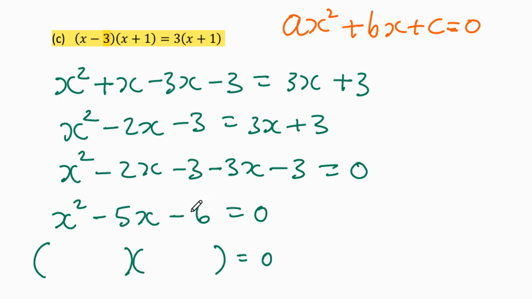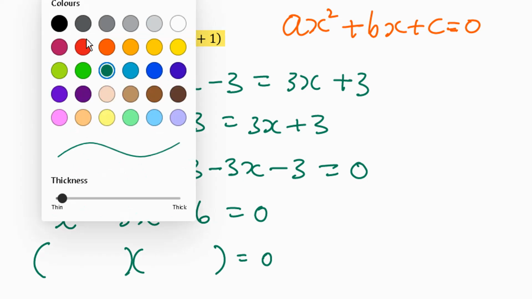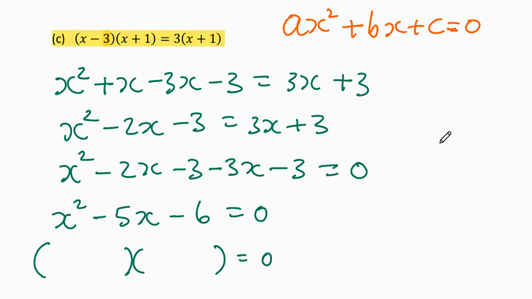We want factors of 6 that when we add or subtract them, we get negative 5. So what are the factors of 6? It's 1 and 6, and 2 and 3. Now, 1 and 6 can give us negative 5 if the 1 is positive and the 6 is negative. Can 2 and 3 give us negative 5? Yes, if both of them are negative.